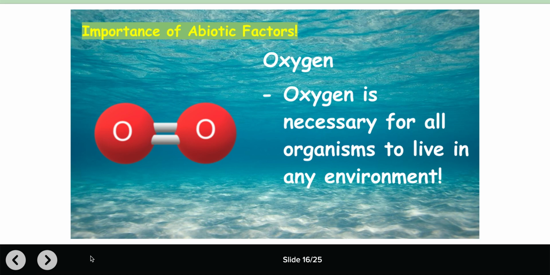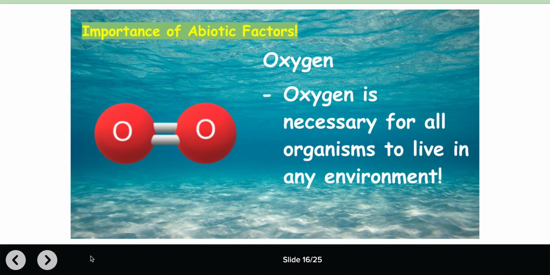Now, oxygen, one of the most crucial things ever. Oxygen is necessary for all organisms to live in any environment. There is nothing that can live without oxygen, except for, I think there is one microorganism that they recently found that can survive, but it's literally the only thing. Everything else on Earth needs oxygen to live, whether it's fish. Yes, I said fish. Fish actually take in oxygen through water. They take it in through their gills. They extract it, and they do use oxygen.